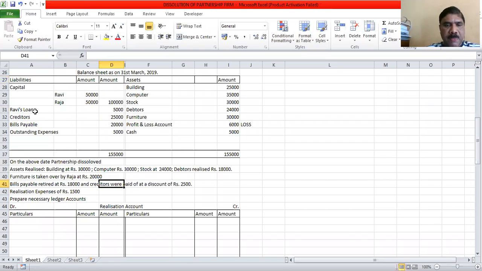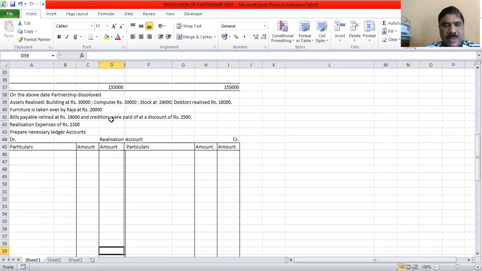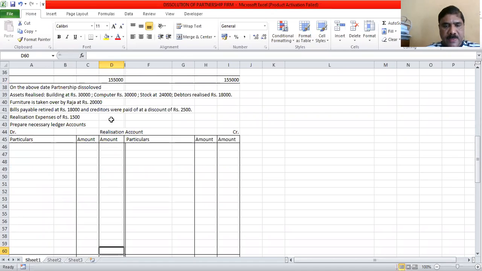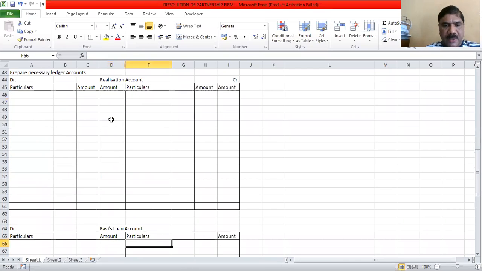Which accounts did we prepare? The realization account will not have any balance. Then Ravi's loan account: how much is the balance? 5,000. Which side is it written in the balance sheet? Liability side. Liability shows credit balances. Therefore, we write it on the credit side of Ravi's loan account by balance brought down, that is 5,000. Hope it is clear.